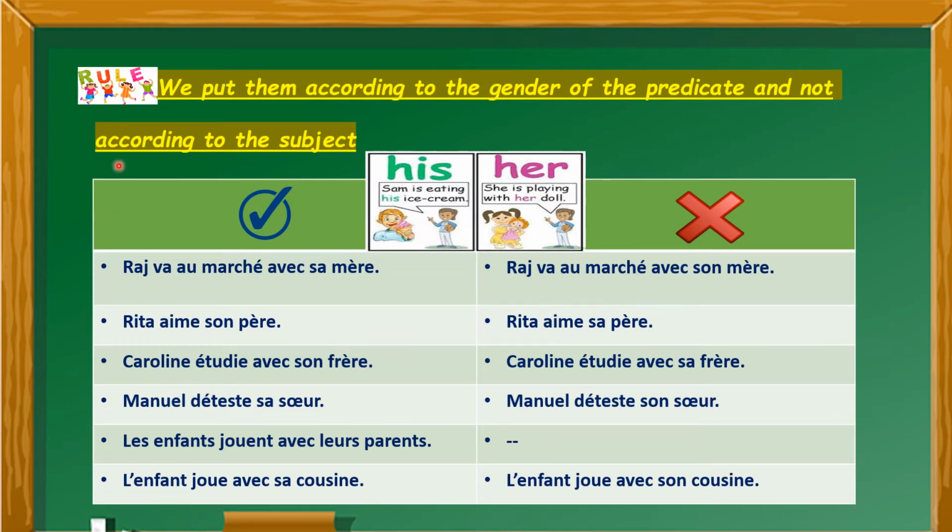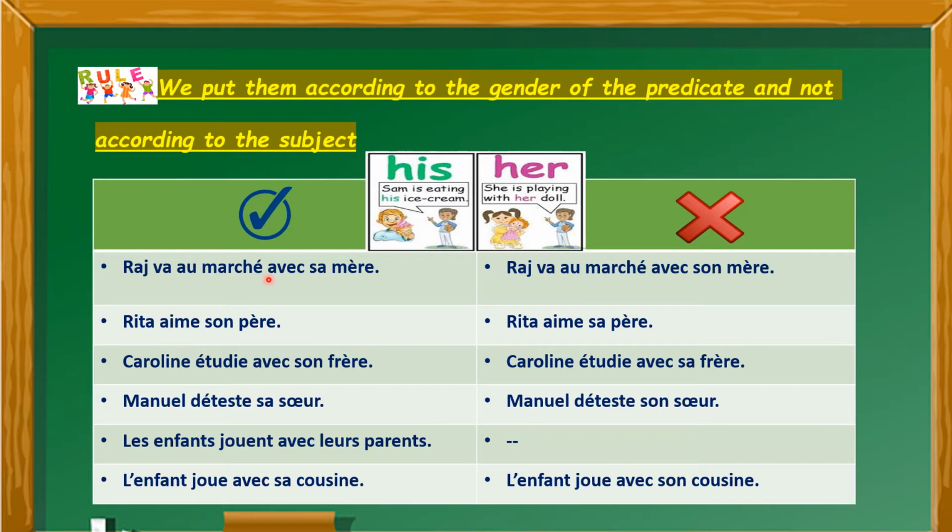In French, there are certain rules that we have to follow. Rule number 1 says we put them according to the gender of the predicate and not according to the subject. In English, we use it according to the subject. The sentence here says Sam is eating his ice cream. We are putting his according to the subject, that is Sam. Her: she is playing with her doll. We are putting her as per the subject because it's feminine. If it were he, we would have written his doll.